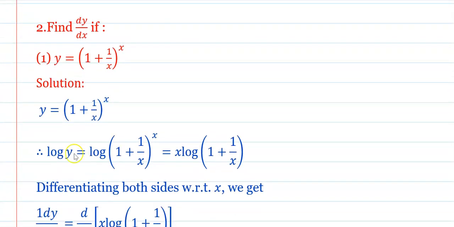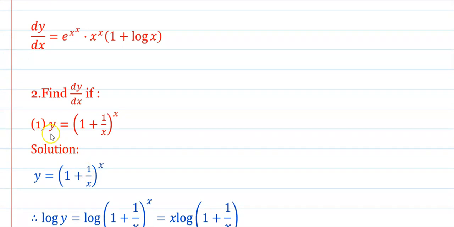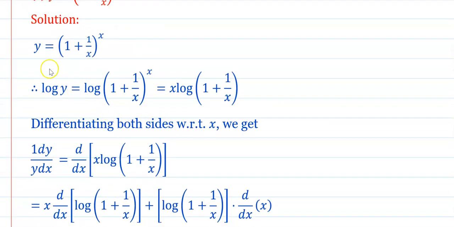Now the question number 2. Question number 2, find dy by dx. First, y is equal to, in bracket, 1 plus 1 upon x, bracket raised to x. Now let y be equal to this, take log on both sides. Therefore log of y is equal to log of, in bracket, 1 plus 1 upon x, bracket raised to x, and using the rules of the log, that is x into log of, in bracket, 1 plus 1 upon x.